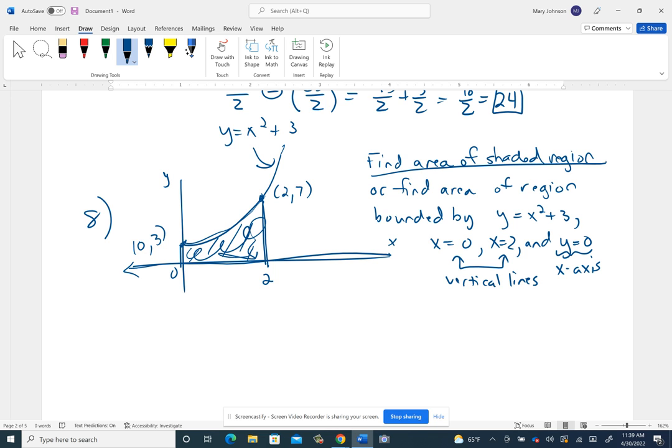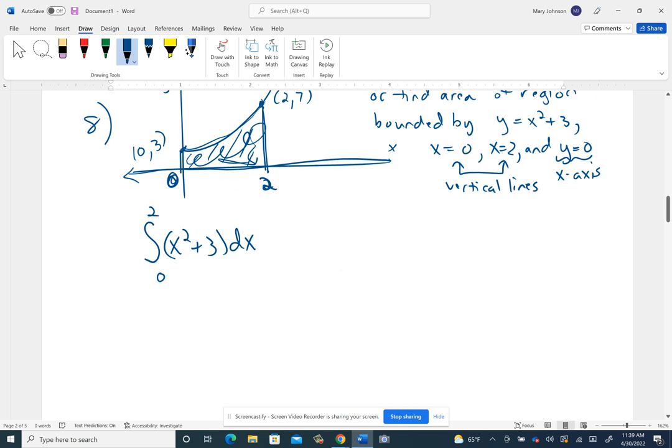And there's no succinct area formula for an irregular shape like that. That's the beauty of integrals. They allow you to get the area under that curve. So you just need to set up an integration problem. You want to integrate x squared plus 3 with respect to x. Okay, and you want to do that, and here's where these bounds come in, from 0 to 2. Okay.